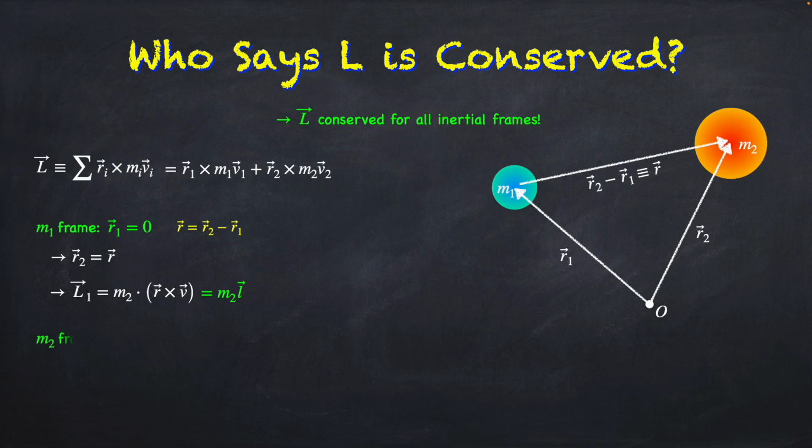You can then do the same analysis from the point of view of mass 2. Now R2 is 0, and R1 is negative R, and substituting in, we find that the angular momentum from the point of view of mass 2 is just M1 times L. So even though these two bodies are not inertial observers, they still see the angular momentum is conserved.